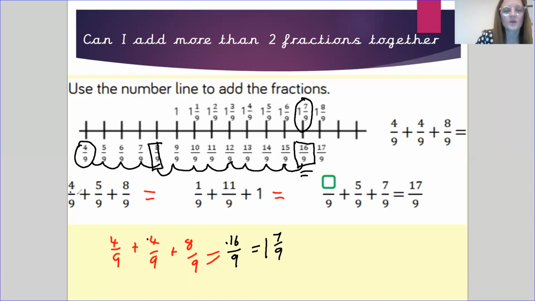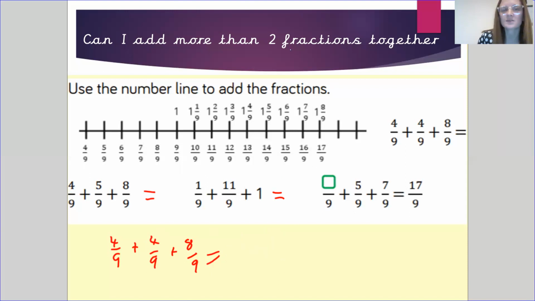So we've got 4/9 plus 5/9 plus 8/9. So we're going to start, I'm actually going to clear it so we can see. So we're going to again start at 4/9. We're going to count on 5. So we're going to go 1, 2, 3, 4, 5/9. That takes us to this number. So I've added that one, and then I've got to add 8/9 to that.